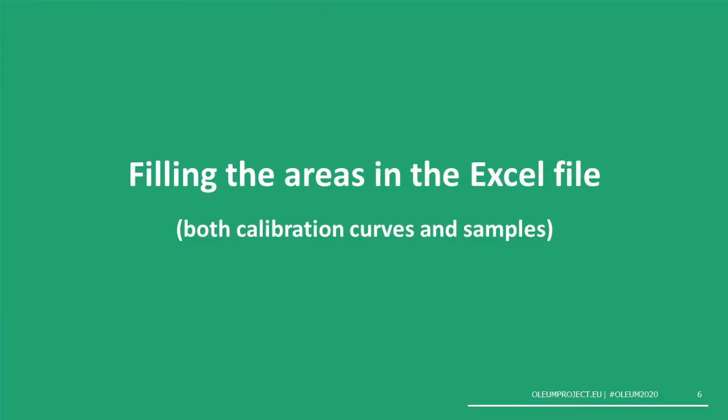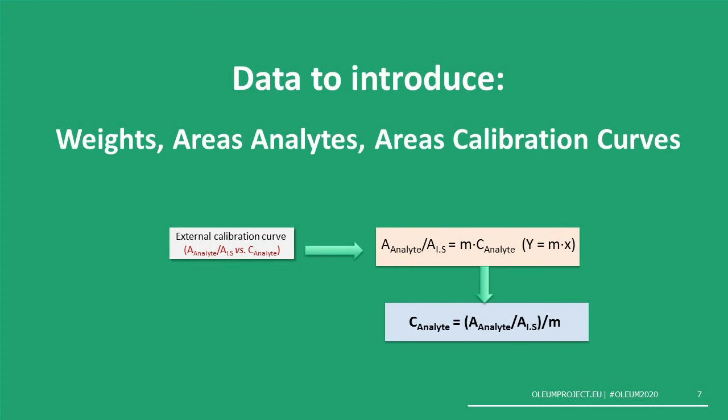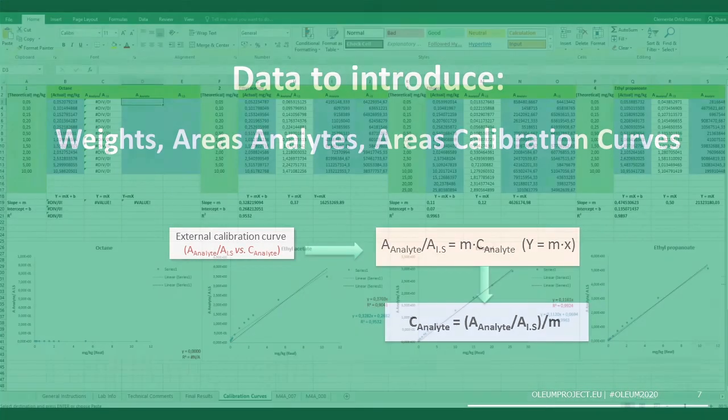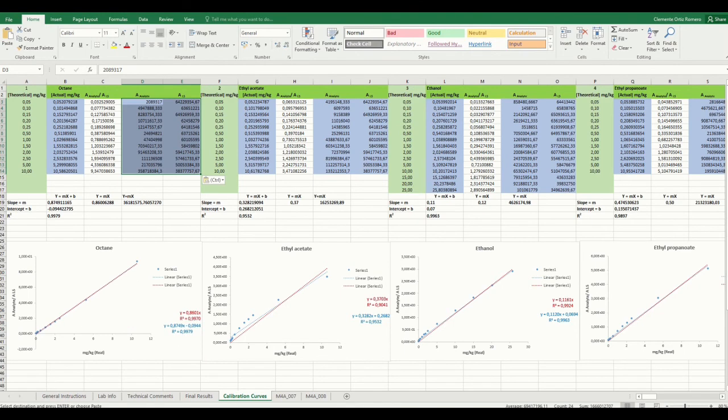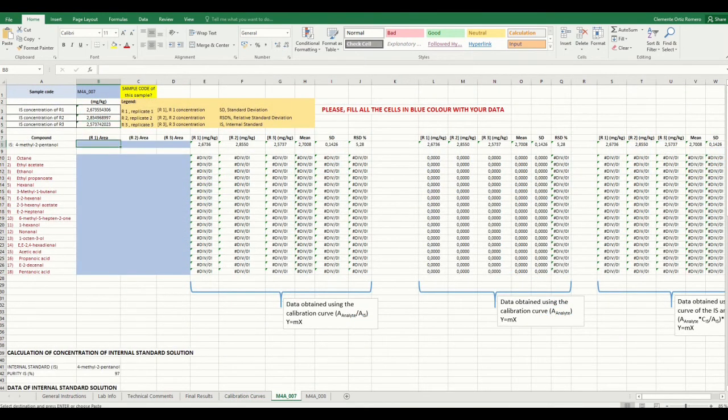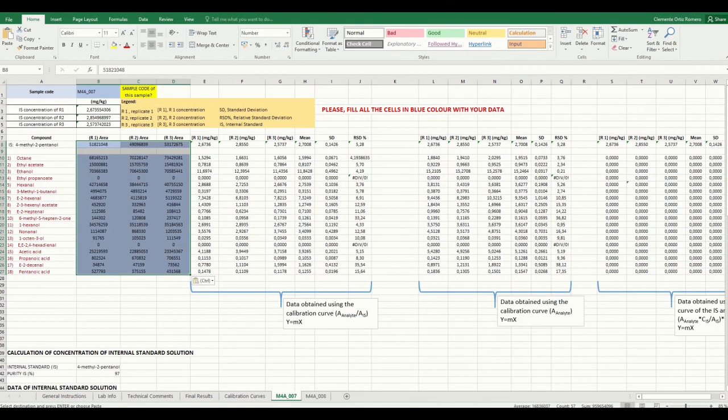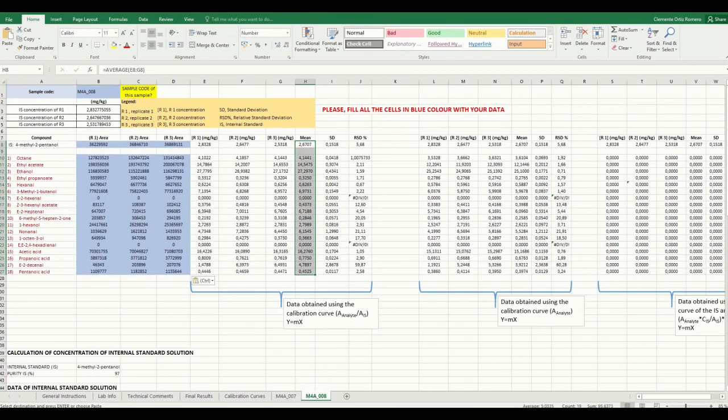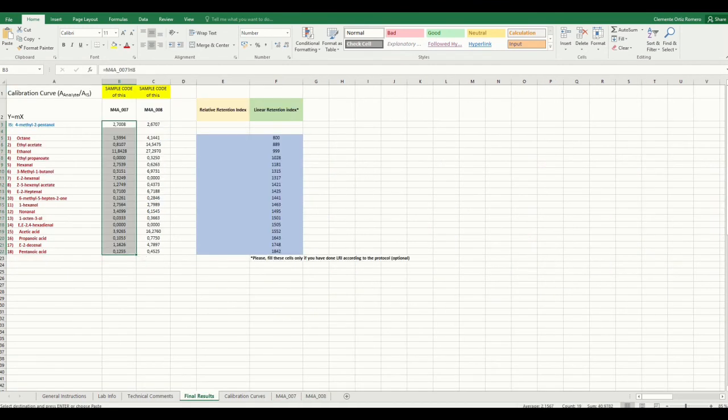The quantification is carried out by means of a calibration curve corrected by the internal standard. The areas of the calibration curves are inserted into the Excel file, as well as the areas of the samples and the weights. The output is the milligram per kilogram of the 18 volatile compounds.